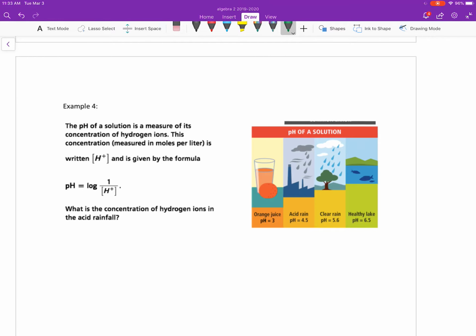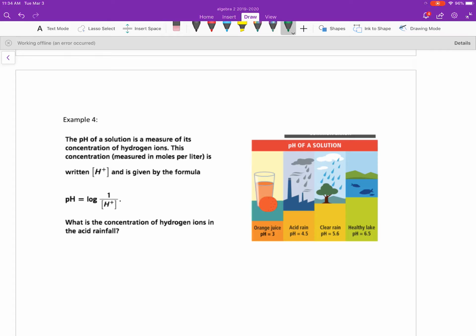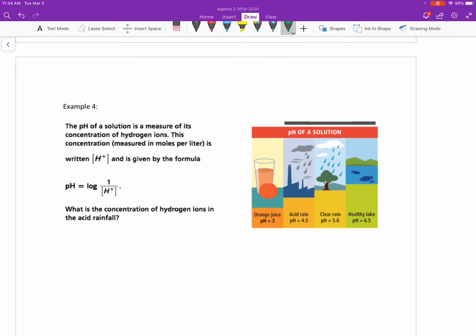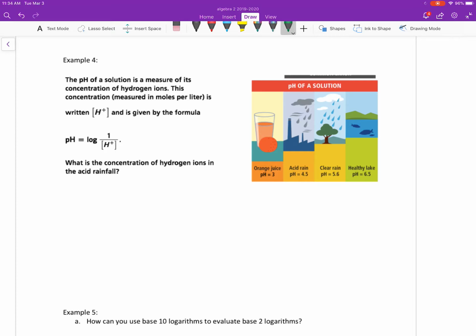All right, and then we just have a basic example of how we could use this and where this comes into play in real life, because I know that's everybody's favorite question. So the pH of a solution is a measure of its concentration of hydrogen ions. This concentration, measured in moles per liter, is given by the formula. And here's the formula. What is the concentration of hydrogen ions in the acid rainfall? So acid rainfall over here, we have a pH of 4.5.